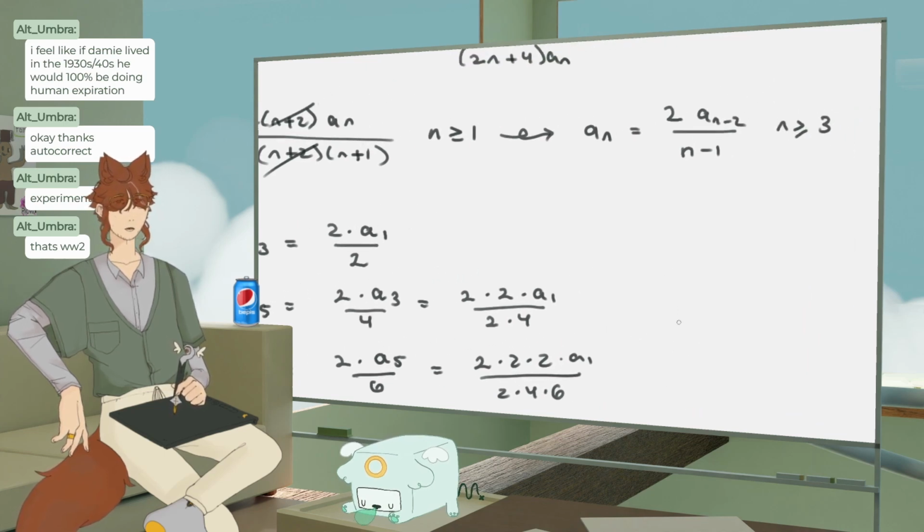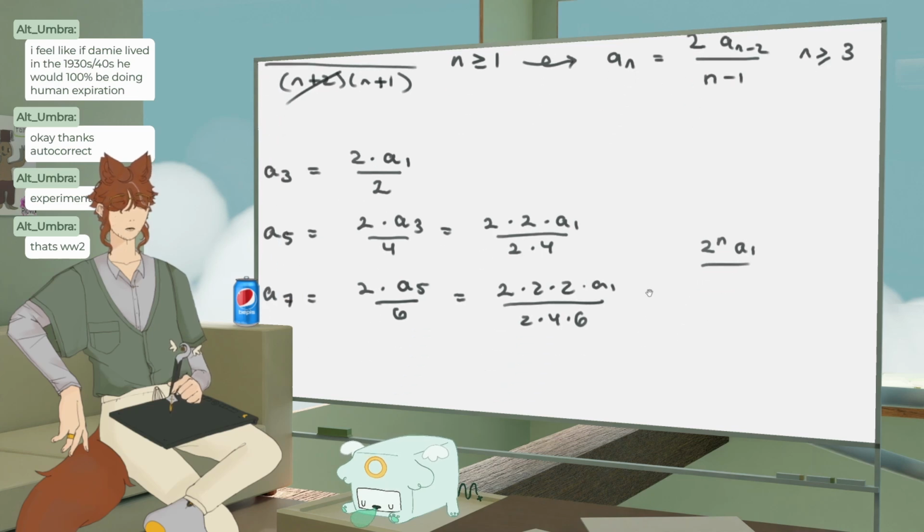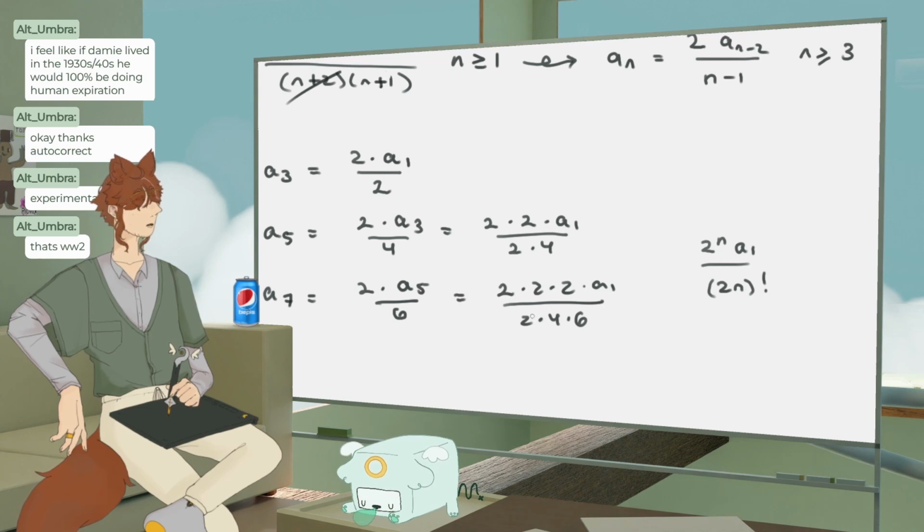So we definitely have 2 to the n, a1, over 2 times 4 times 6. That'd be like 2 times 4 times 6 times 8. Factorial of 2n? 2n factorial? No, I don't think so. It's not like 4. Oh god, that's scuffed. What am I supposed to be doing? Just finding, I guess, an answer to this.